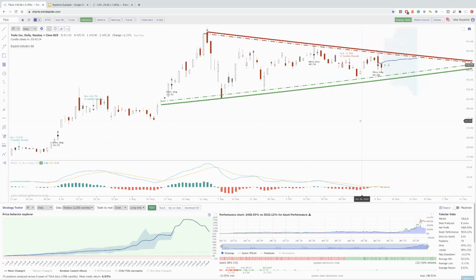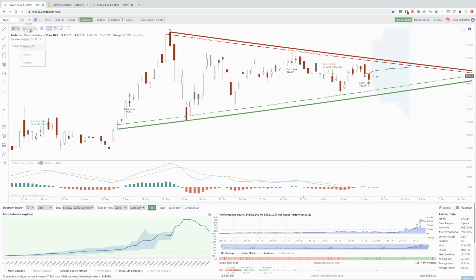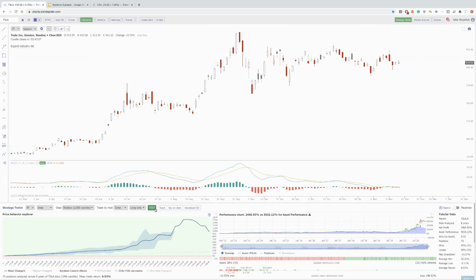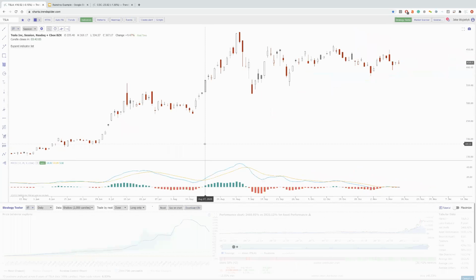And what's really cool about this is something called the Price Explorer. So you'll see here, let me just redo this session.